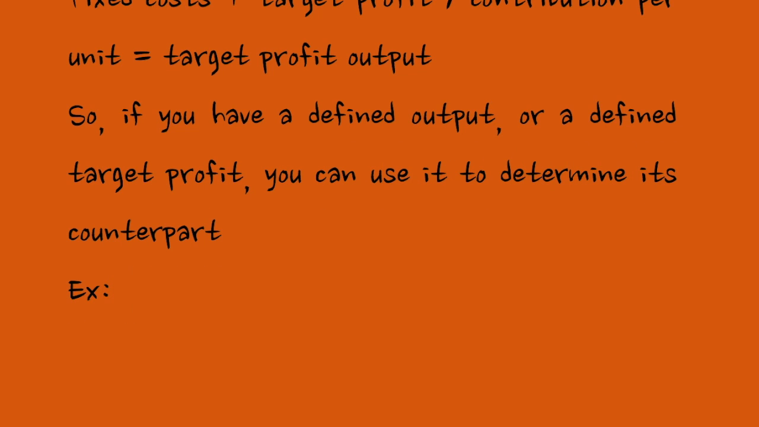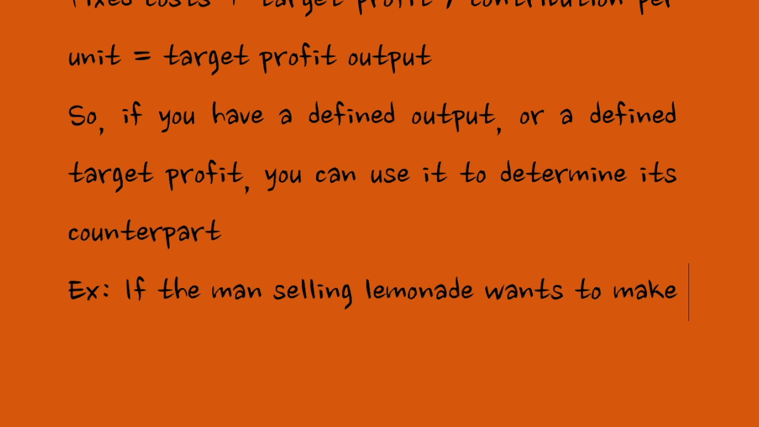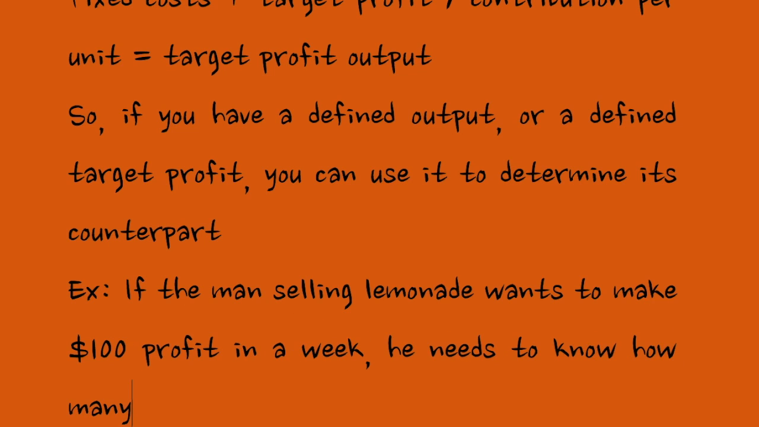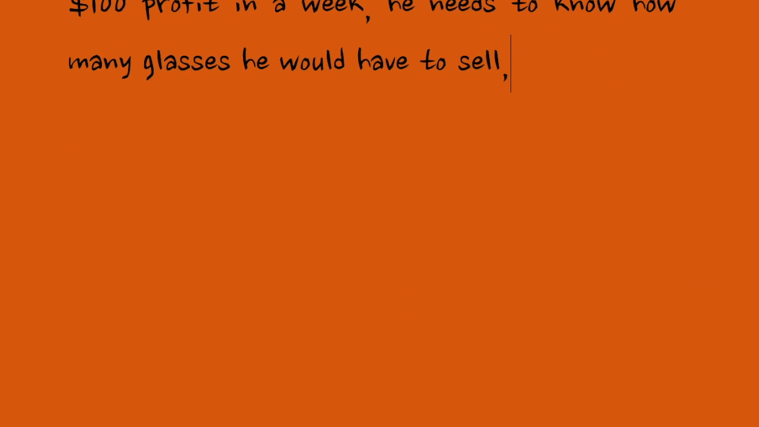For example, if the man selling lemonade wants to make $100 of profit in a week, he needs to know how many glasses he would have to sell. So our formula would be 50, the total fixed cost, plus 100 divided by 2, which would be the target profit divided by the variable cost per unit, and this would give us 75, and this would be the target profit output.